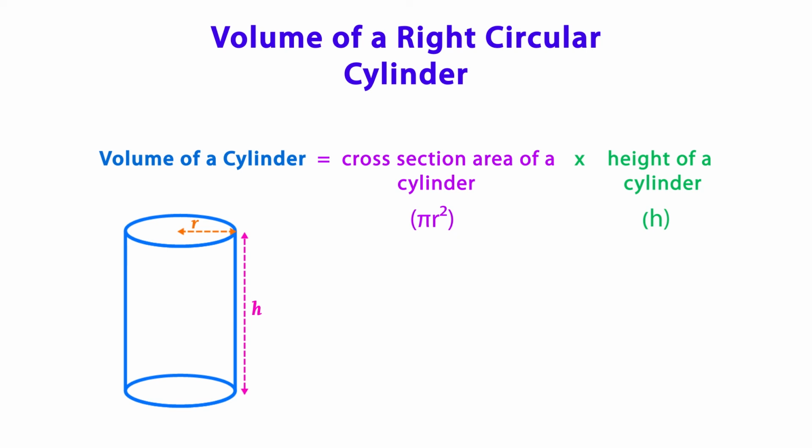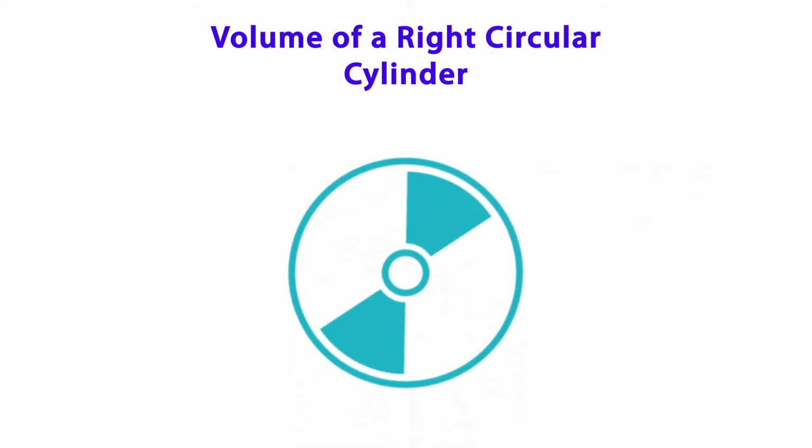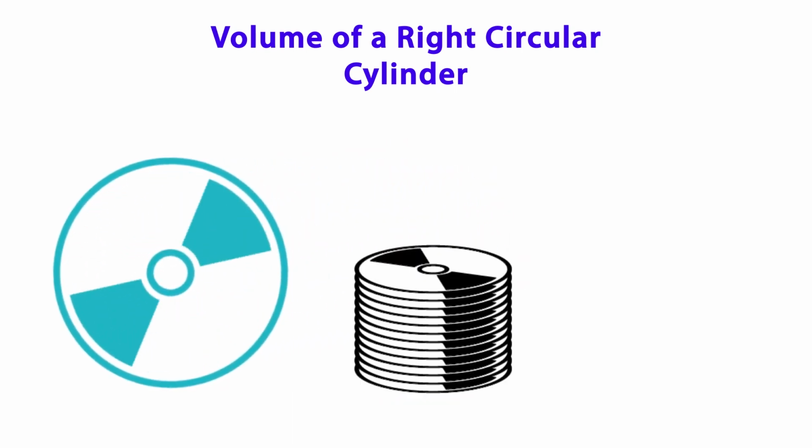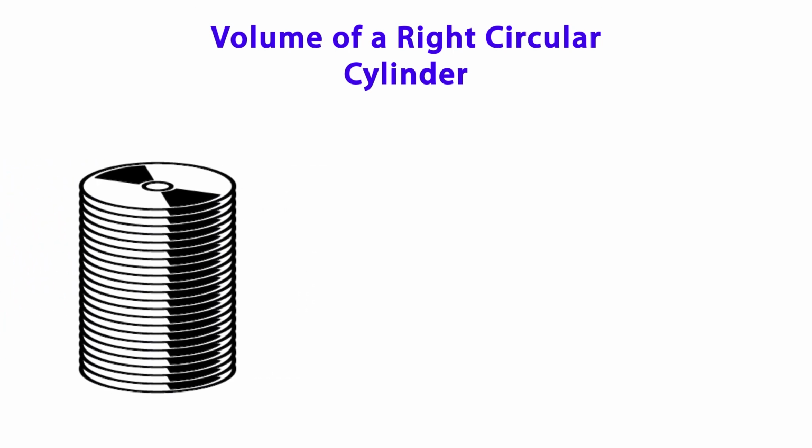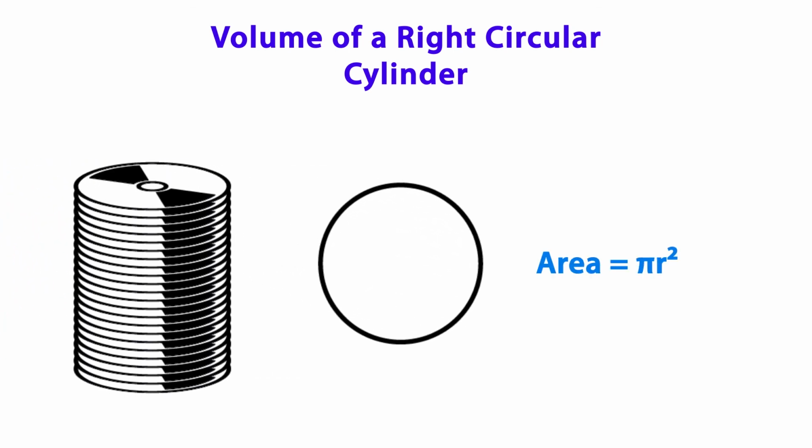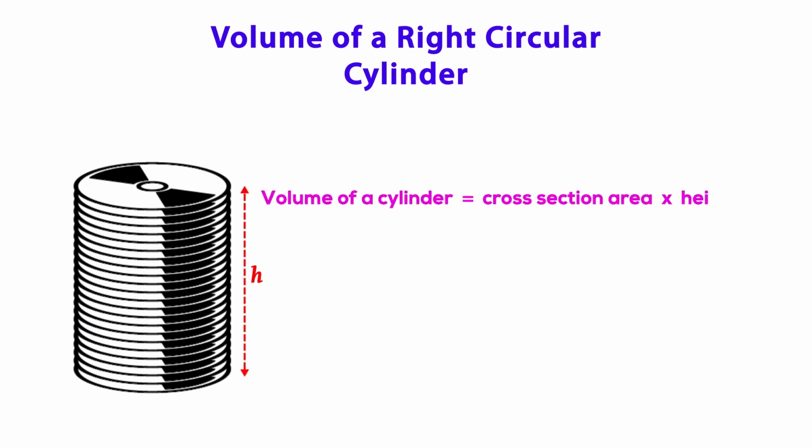Actually, a right circular cylinder can be imagined as a piled up collection of circles. For example, if you take one CD, that is a circle. But if you have a collection of piled up CDs, then it would become a right circular cylinder. Therefore, we can simply calculate the volume of a right circular cylinder by multiplying the area of a circle by the number of circles we have. That is the height of the cylinder. Therefore, the volume of a right circular cylinder is pi r squared times h. That is pi r squared h.